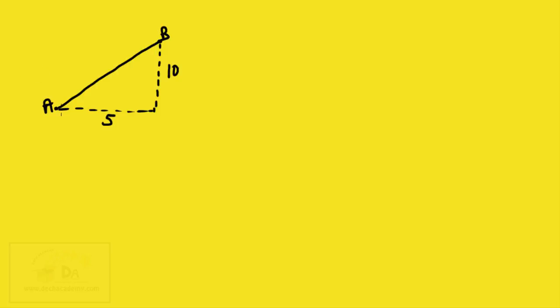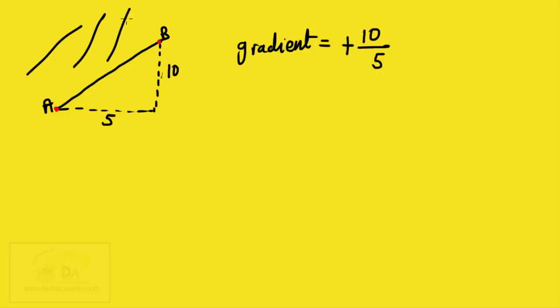Let me use a different color. The gradient of line AB is simply the length of this vertical line, 10, divided by the length of this horizontal line, 5. And it's plus 10 over 5 because this line increases from left to right, so it has a positive slope. Remember, any lines like this, which increase in height from left to right, have positive slopes. So simply, the gradient of this line is plus 10 over 5, which is 2.